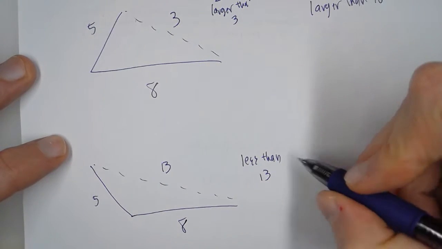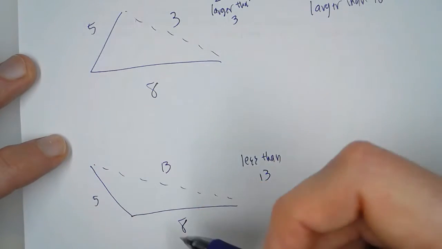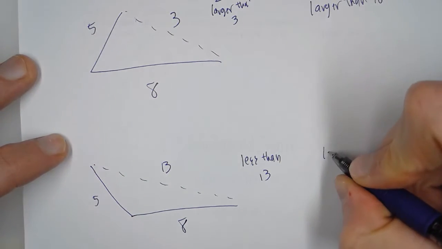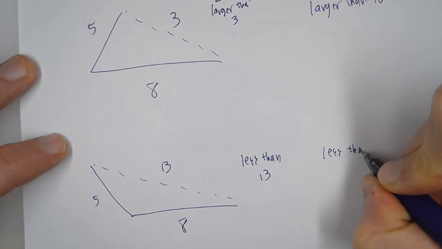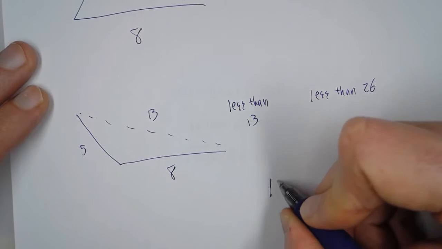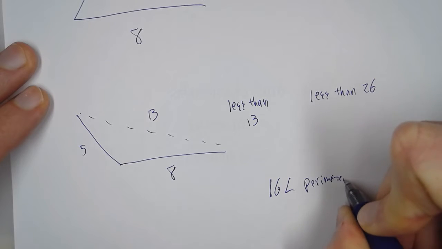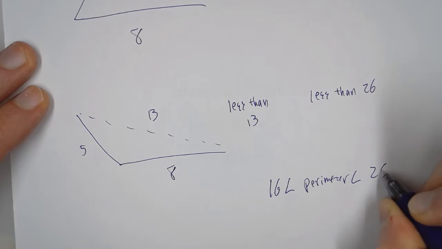So that means the perimeter has to be less than this. So 13 plus 5 is 18, plus 8 is 26. So that means less than 26. So as an inequality, our perimeter has to be 16 less than the perimeter, which is less than 26.